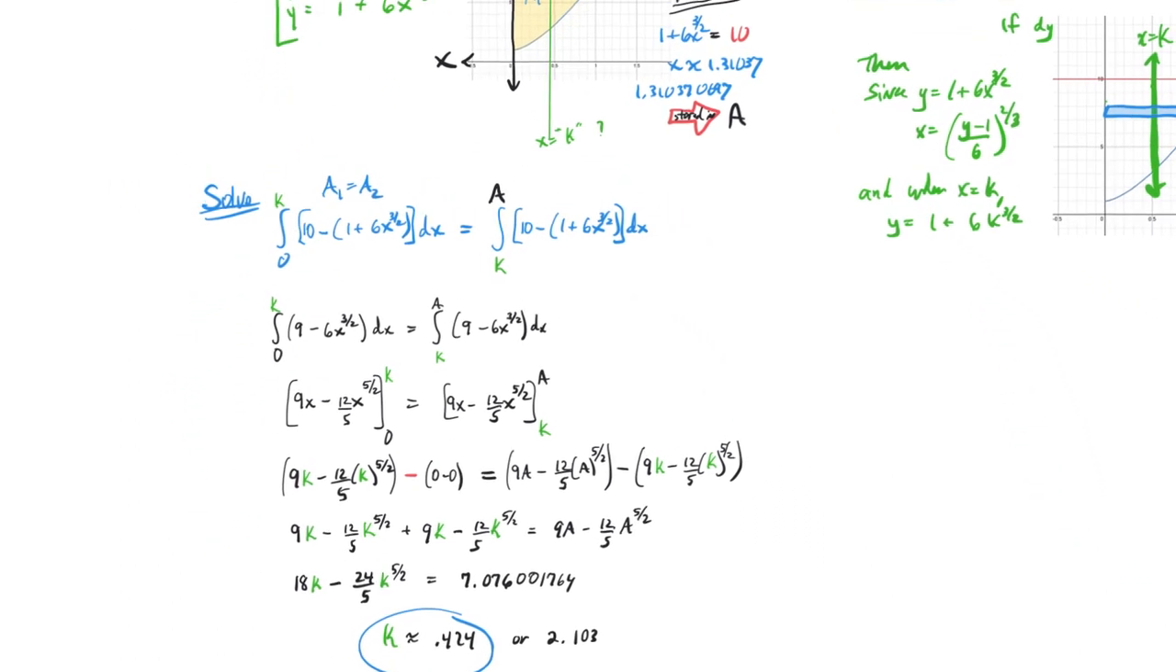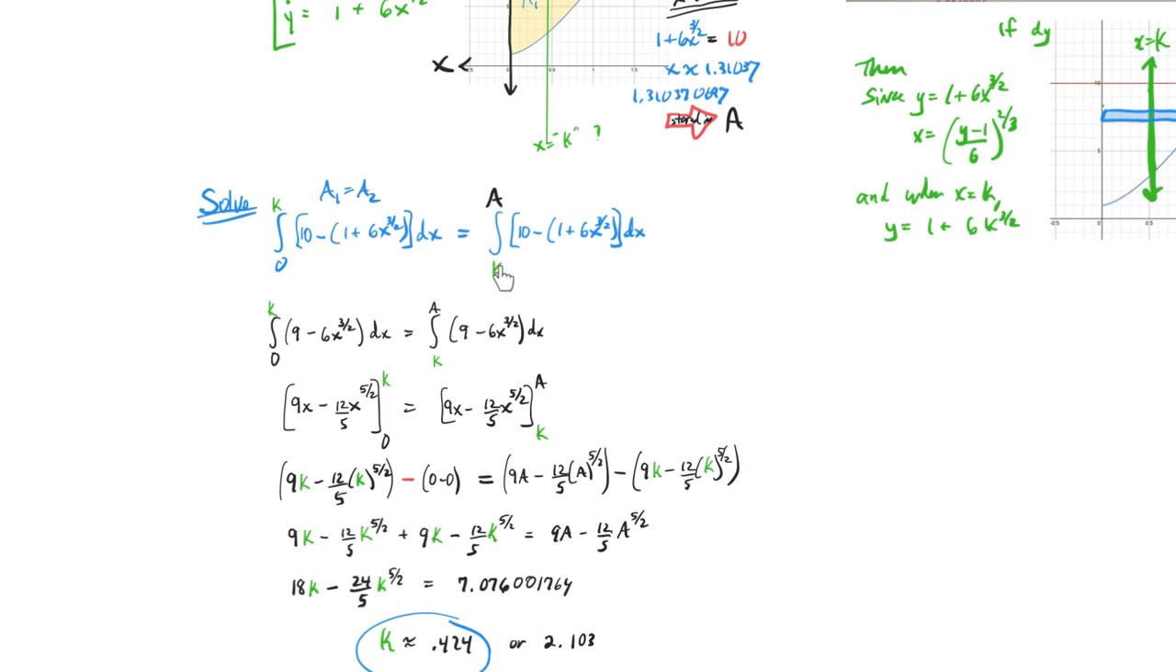When you go ahead and, oh, they only asked us to set it up. So there's the setup. We're done with this problem. Of course, I went ahead and solved it. That's the k value, but I could have stopped right there.